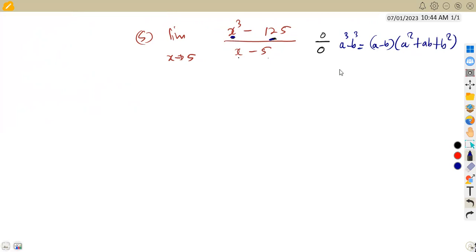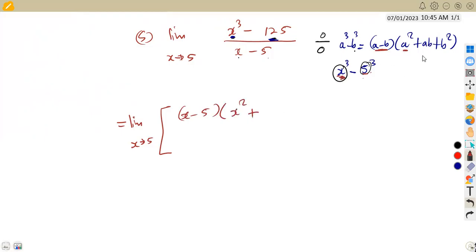So this is what you're going to have in this case. This is x cubed minus 125, written as x cubed minus 125 as a number to the exponent of 3, that is 5 to the exponent of 3. So we have our a represented by x and our b represented by 5. So we can apply the same concept. This gives us the limit as x approaches 5 of a minus b, which is x minus 5, into a squared, which is x squared, plus ab, simply multiplying these two terms, that is 5 times x, which is 5x, plus b squared, which is 5 squared, that is 5 times 5, which gives us 25.